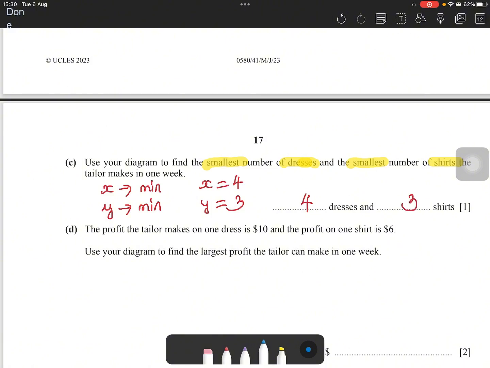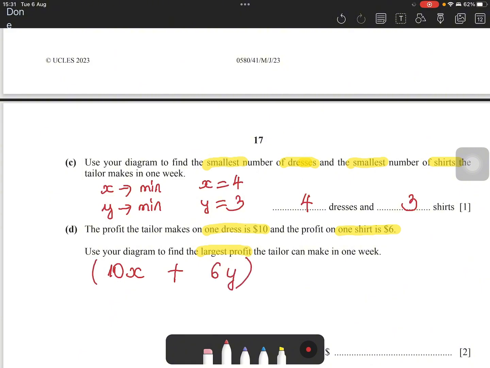D. The profit that Taylor makes on 1 dress is $10. And the profit on 1 shirt is $6. Use your diagram to find the largest profit that Taylor can make in 1 week. You know that the profit of 1 dress is $10. So if you have x dresses, then it is 10x, the profit of x dresses. And the profit of 1 shirt is $6. So if you have y shirts, the profit is 6y.